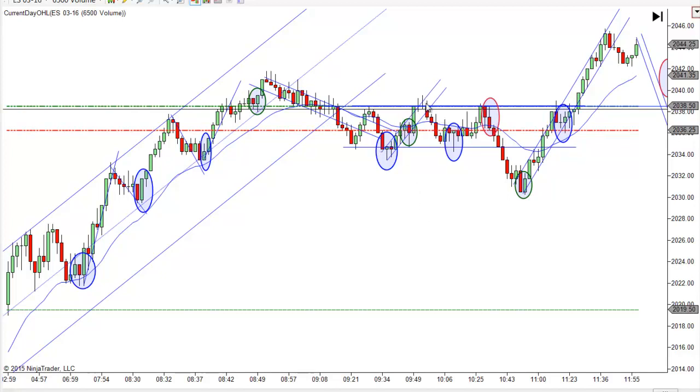First, look at that pullback. First entry, pullback, second entry, and look where it bounces. It bounces right off that support again. It's a nice bullish reversal bar. I like going long right there on that second entry, and that bounce off the support.